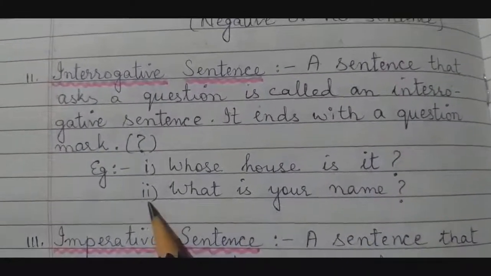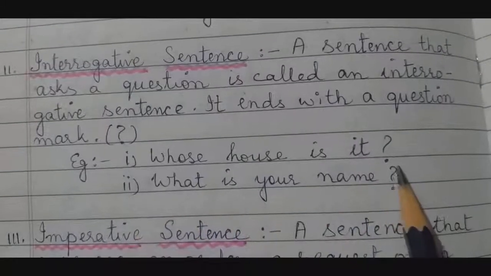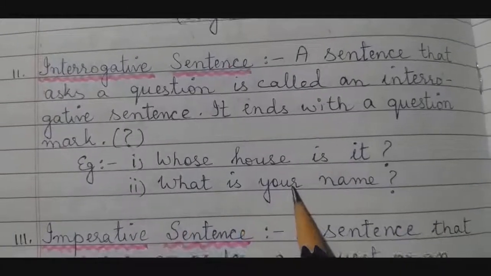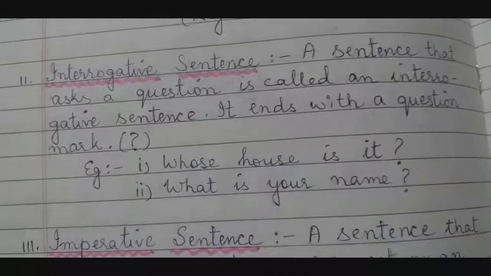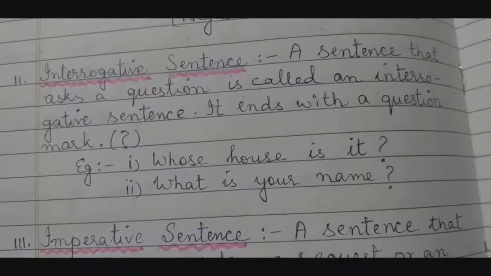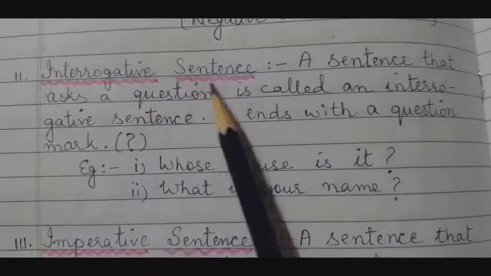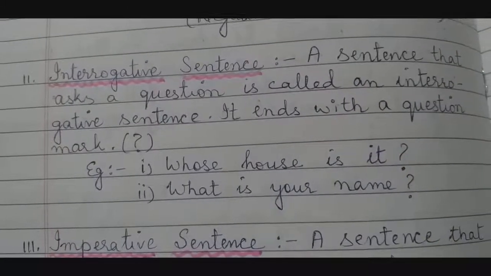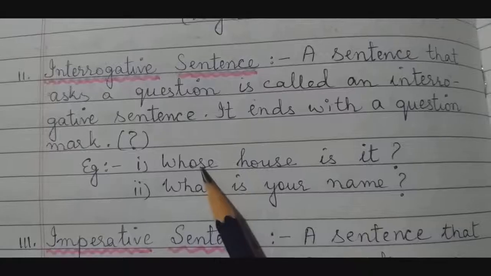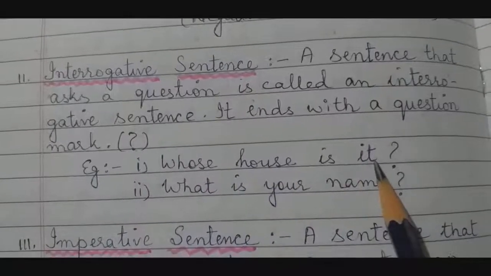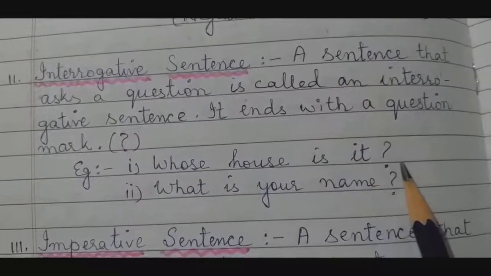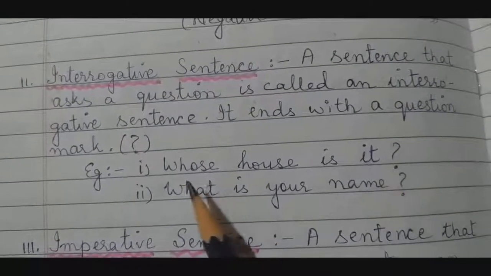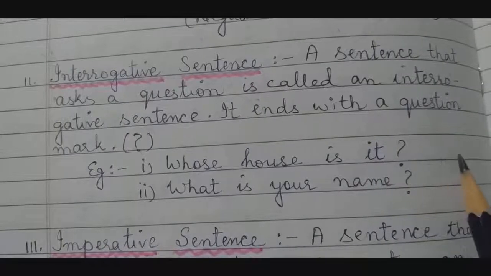Number 2. What is your name? And in the end it is a question mark. Now see here, one thing to remember is that an interrogative sentence always has an answer after the statement. So, what is the statement here? Whose house is it? In answer, there will be some answer. That means this statement has an answer.